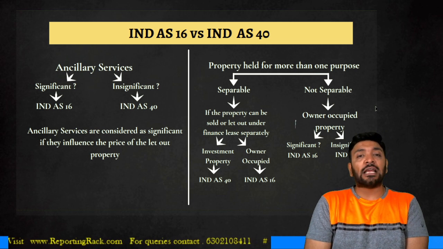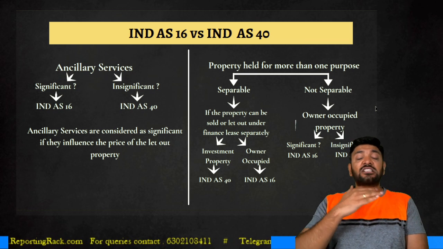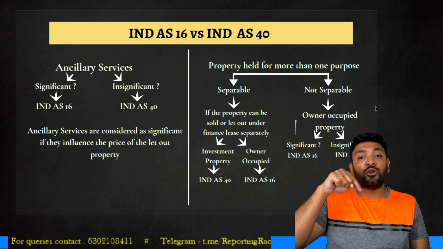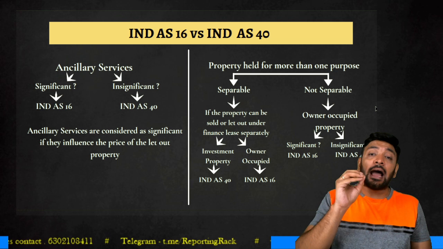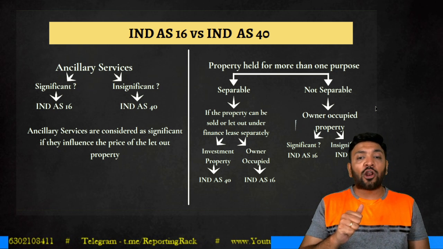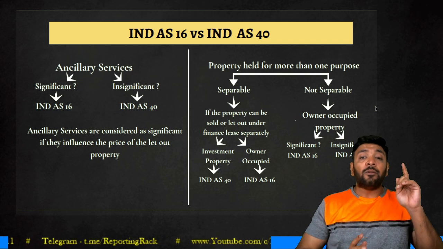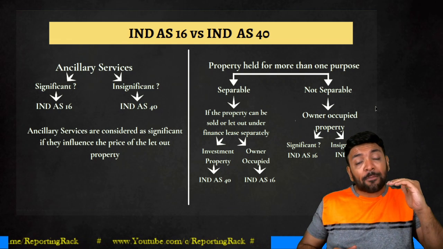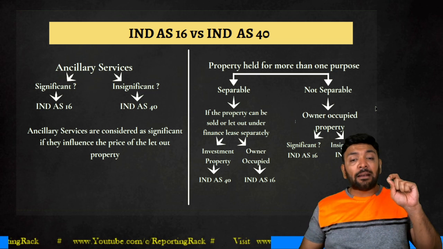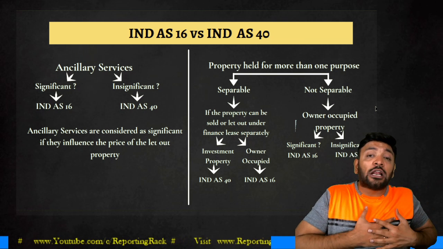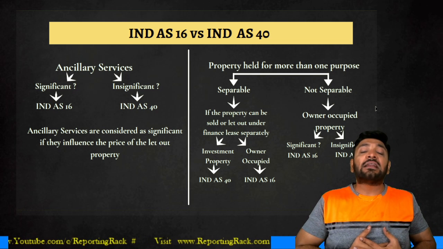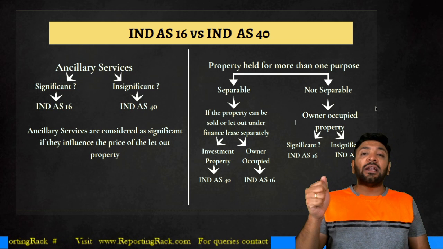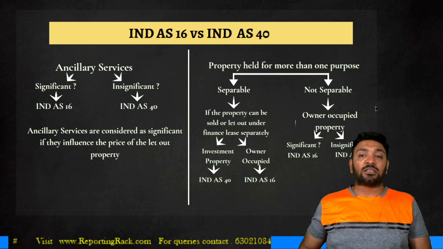If a property is held for more than one purpose, that means I have a building, first floor I occupied, second floor I gave it on lease, then in such situation, that building is basically used for more than one purpose. Then you have to see whether I can separate it or not. How do I know whether it is separable or not? The property can be considered as separable if the property can be sold or let out under finance lease separately. That means I can lease out one floor while keep occupying one floor. Then if it can be sold separately or leased out separately, to the extent of owner occupied premises where I am using it for my own office, I will classify it as Ind AS 16 property, plant and equipment. To the extent it has been leased out on operating lease to derive lease rentals, I will classify that part as investment property.